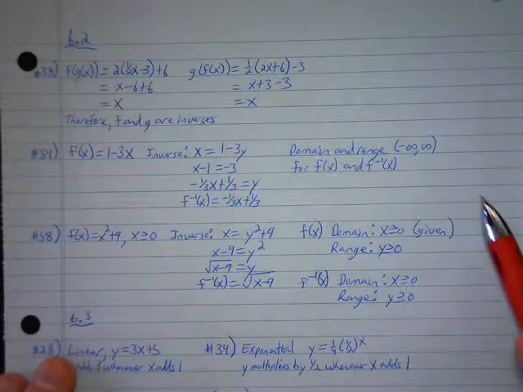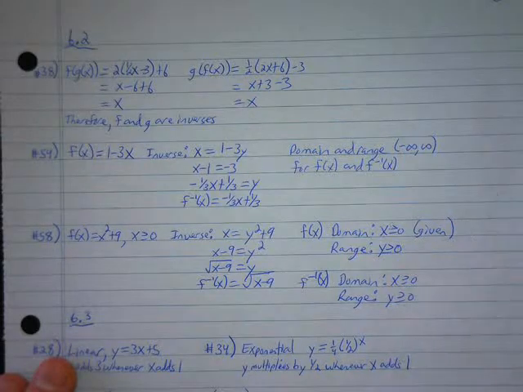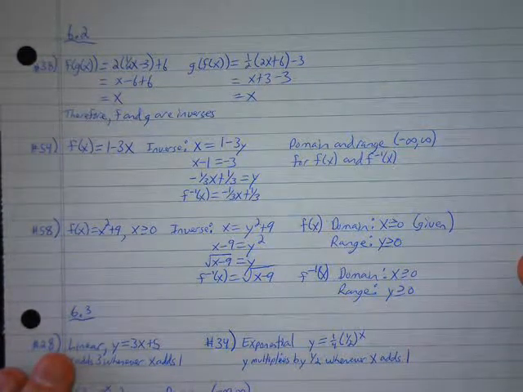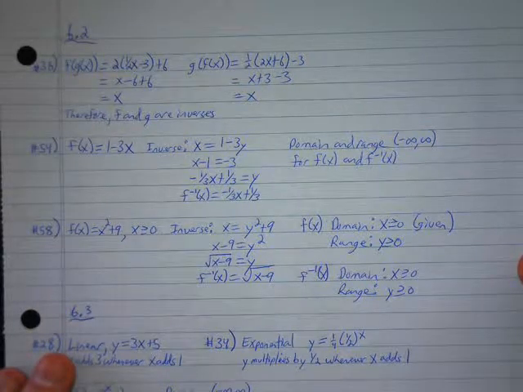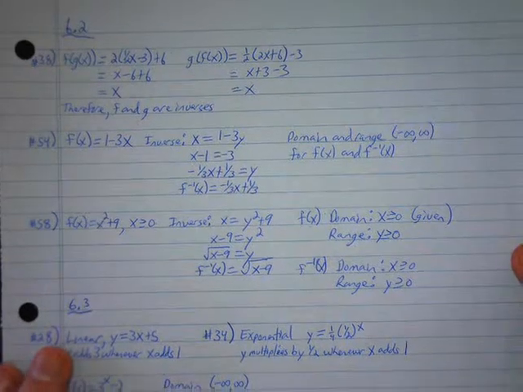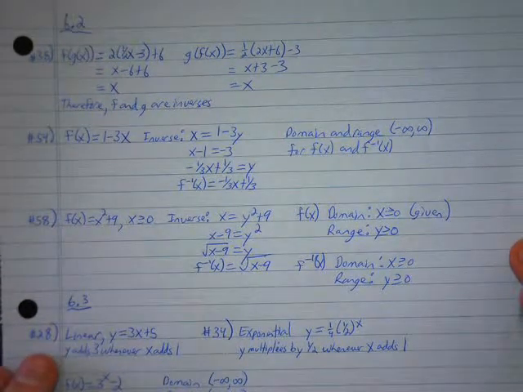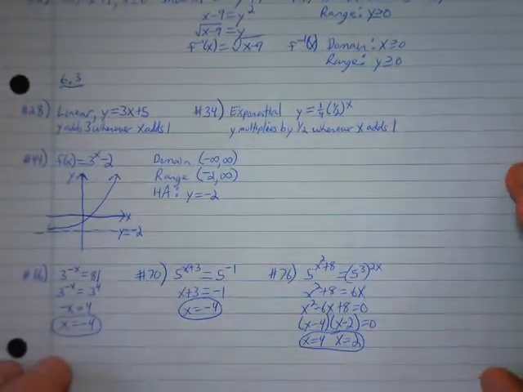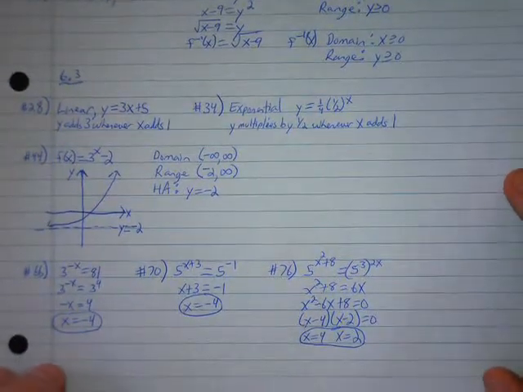Okay, and then you can locate the domain and range. Basically, the domain and range flip-flop. Okay, so the domain of f inverse is the range of the original, and the range of f inverse is the domain of the original. Okay, and then going on to 6.3, this is where we look at exponential functions.